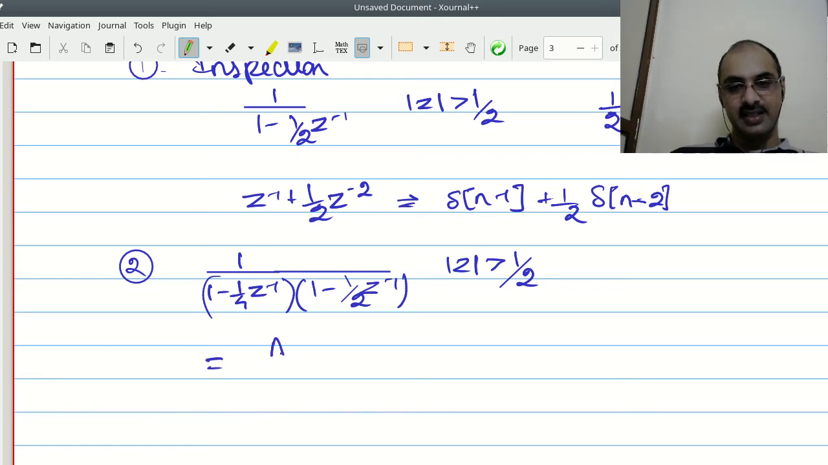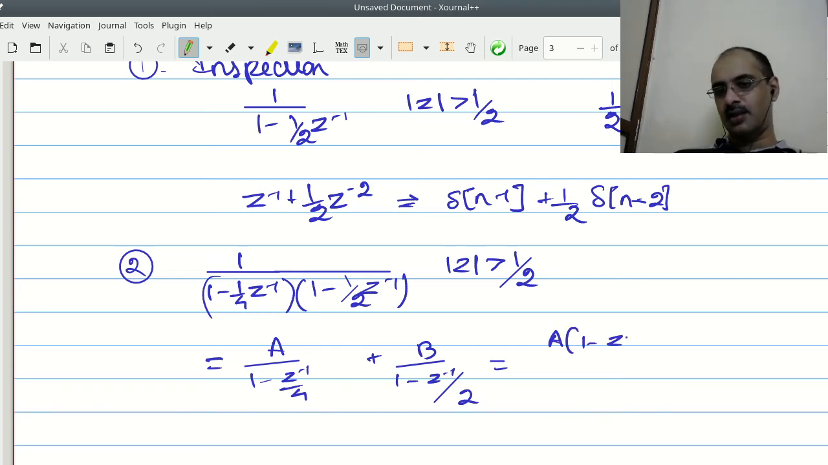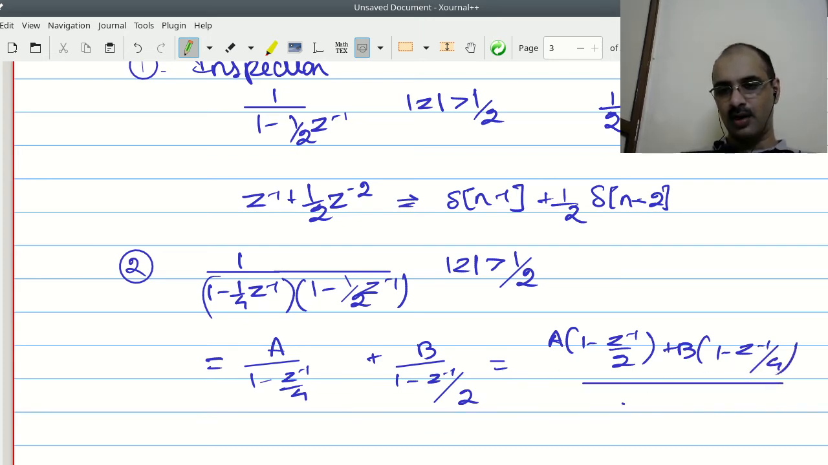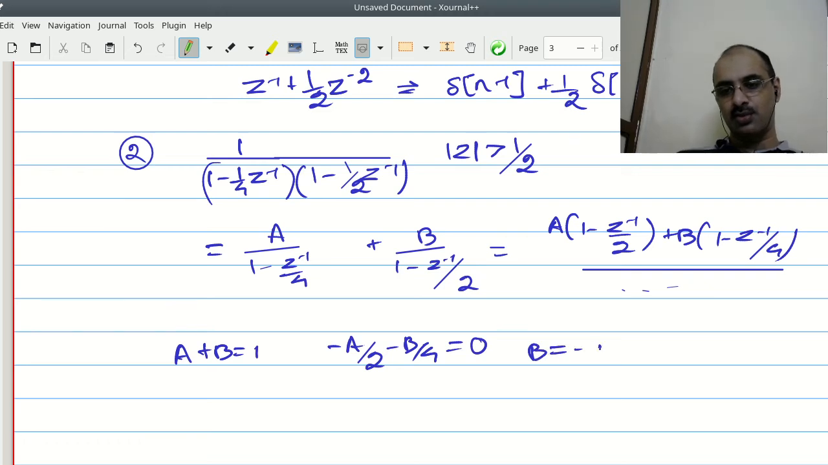So we can always write this as A by (1 minus Z inverse by 4) plus B by (1 minus Z inverse by 2), which is the same as A into (1 minus Z inverse by 2) plus B into (1 minus Z inverse by 4), upon the same denominator. Equating the terms, we get A plus B is equal to 1 and minus A by 2 minus B by 4 is equal to 0, which gives B is equal to minus 2A. Substituting that here, we get A is equal to minus 1 and B is equal to 2.